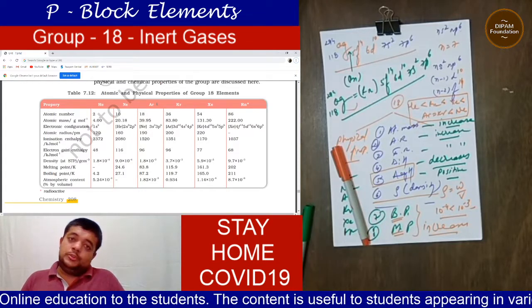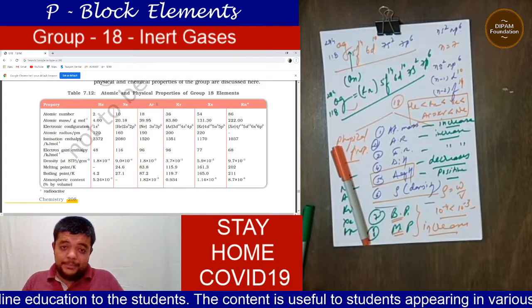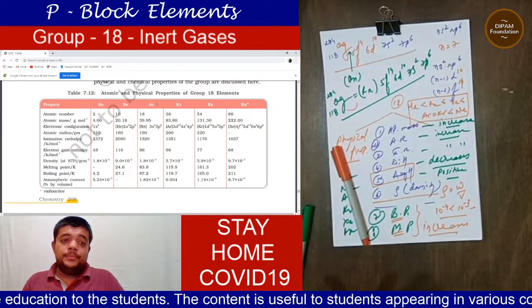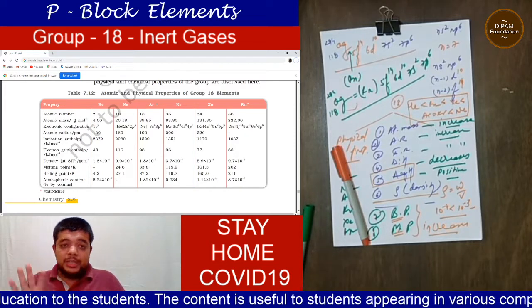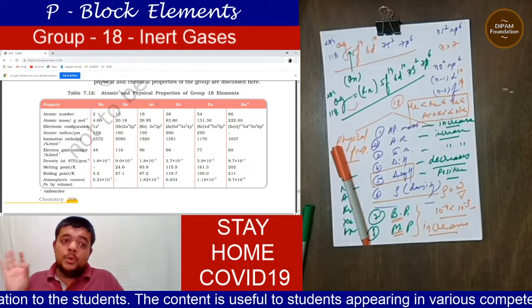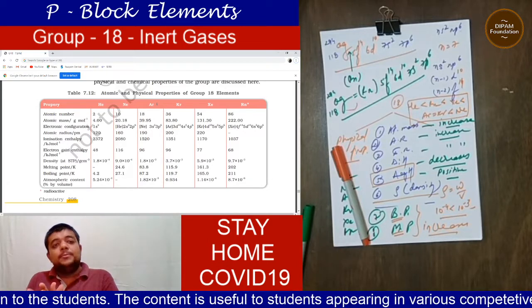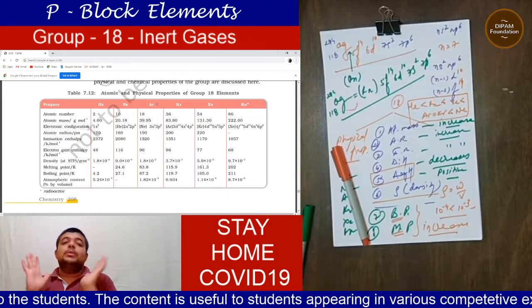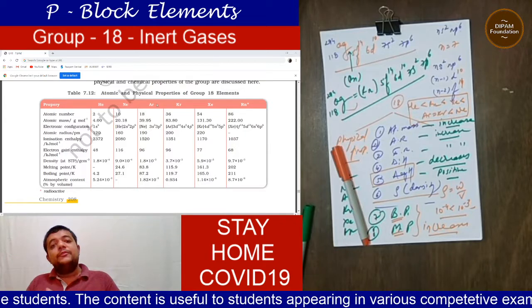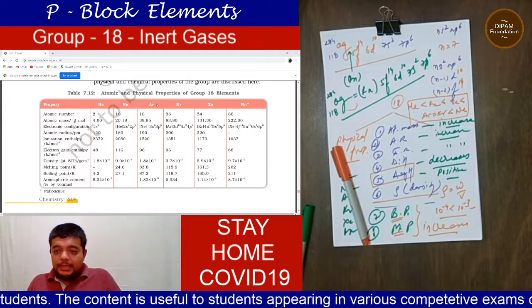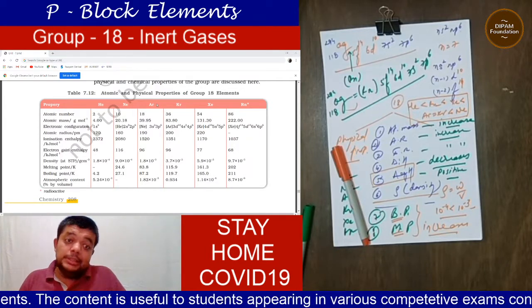When it comes to electron gain enthalpy, you have exceptional values. So remember those exceptional values very well. When it comes to these points, be very clear with what you are learning. So these are a few of the physical properties that must be discussed when we are learning group 18.